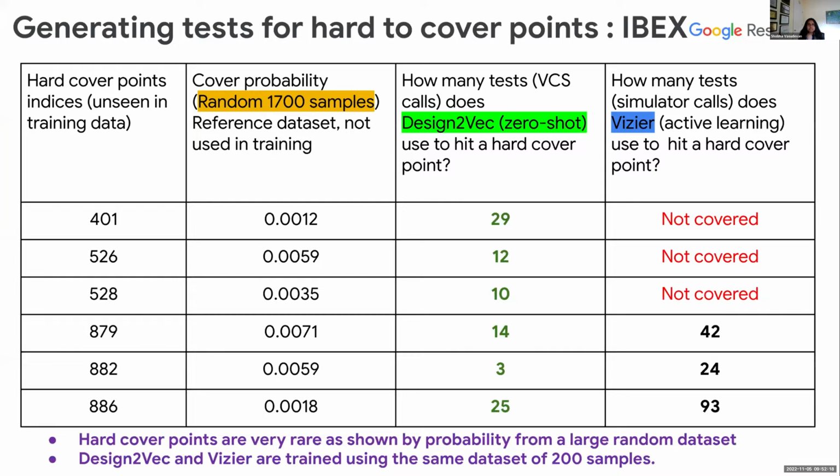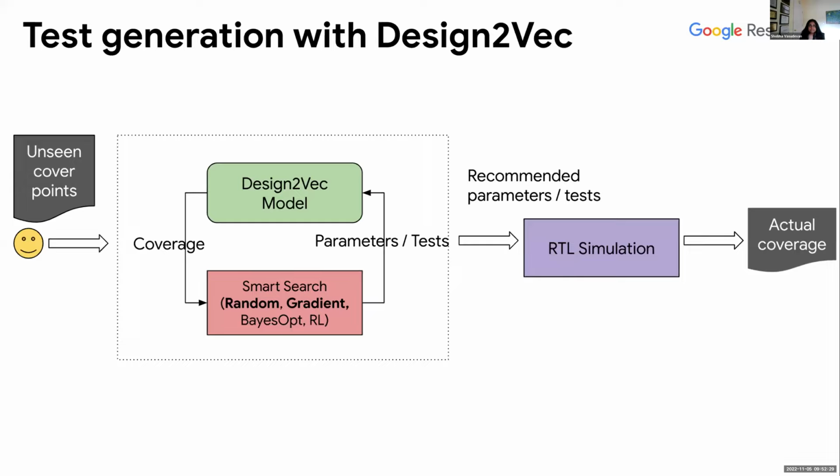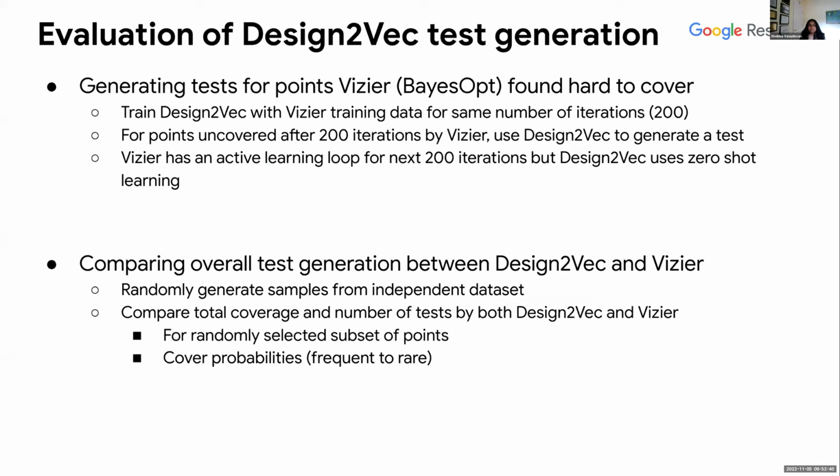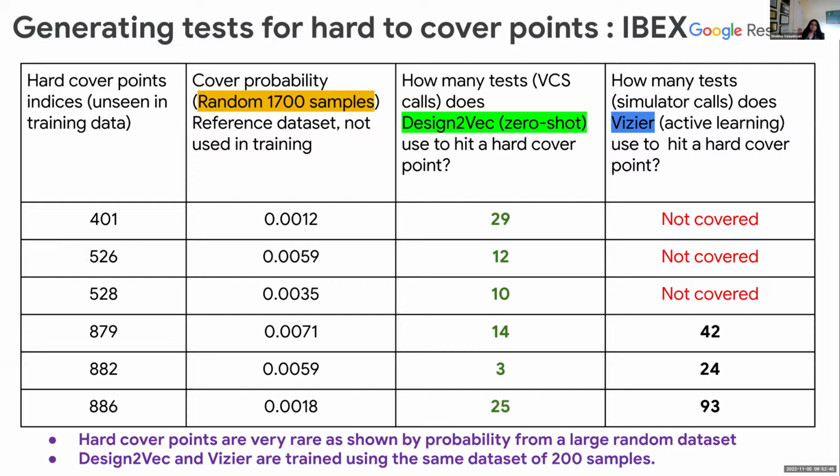I'll just talk about this one result. We tried to generate tests using the Design2Vec model. This slide and a couple of other slides here talk about how we used the same Design2Vec model in a generative mode as compared to a predictive mode. Then we did an experiment that I think is interesting. We looked at generating tests for points that are pretty hard to cover. The way we defined hard to cover is, in a random set of like 1,700 samples, if you randomly simulate that design, what is the probability of covering that point?